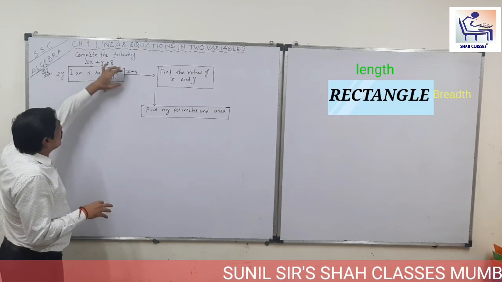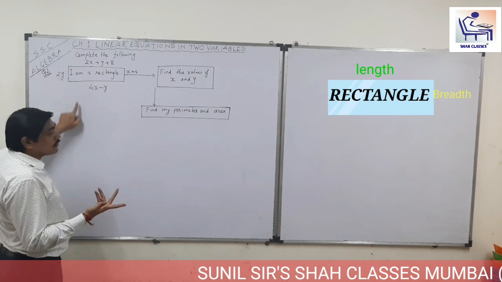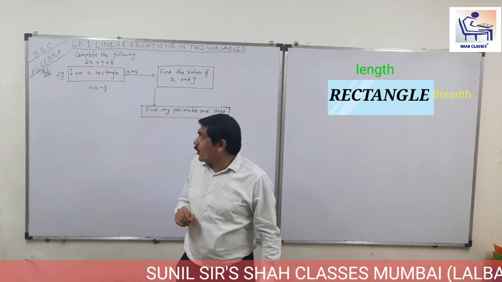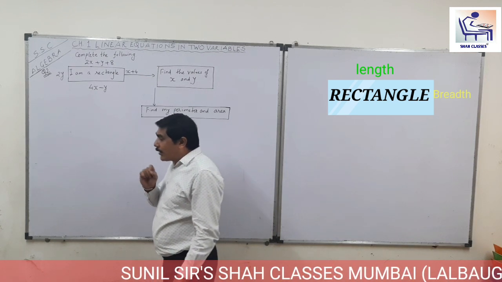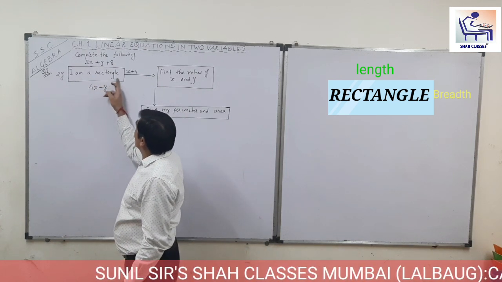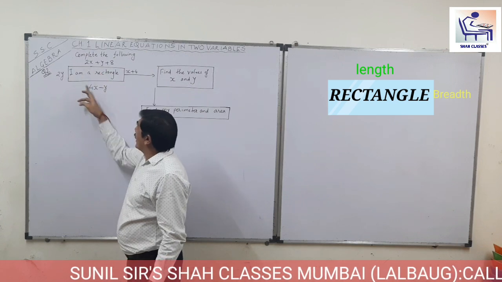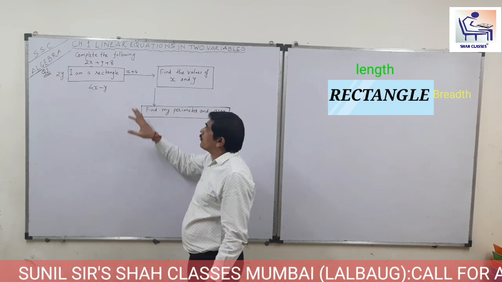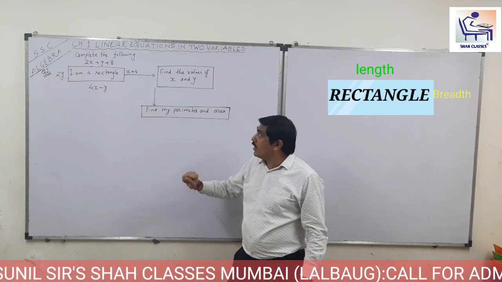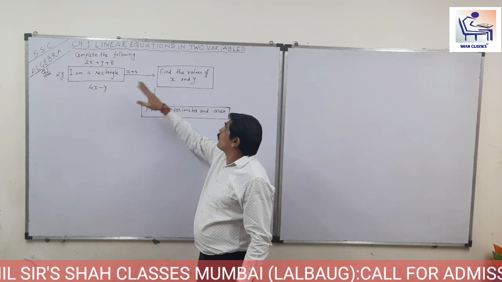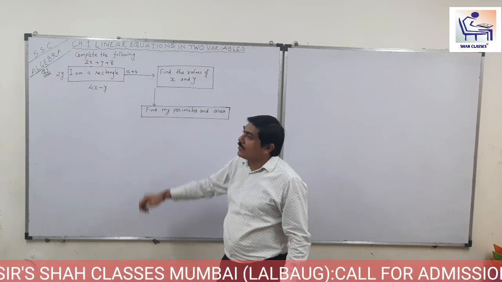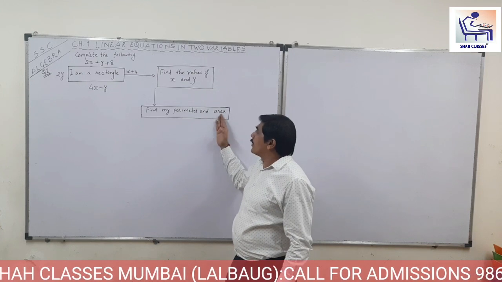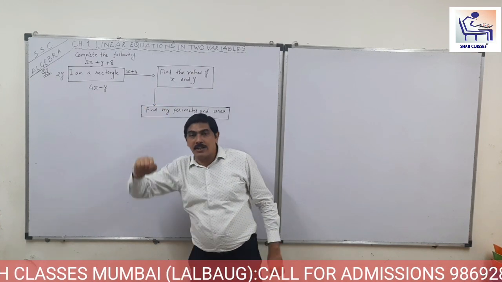So if it is a rectangle, then what are these? These are all the sides. Measurement of all sides of rectangle. So try to understand the sum. I am a rectangle. So this is one side, second side, third side, and fourth side. You can check that all the four sides, the measurement of all four sides are given. From these measurements, we have to find out the values of x and y. And also you have to find out perimeter and area of this rectangle.